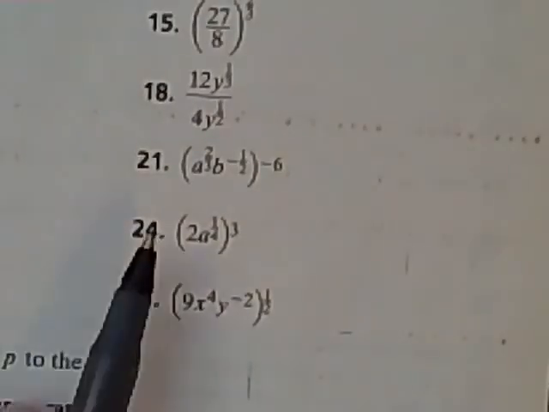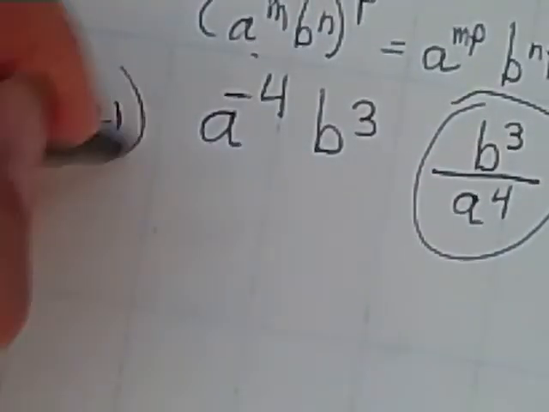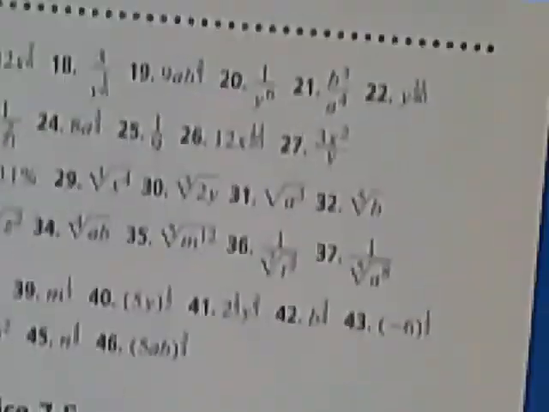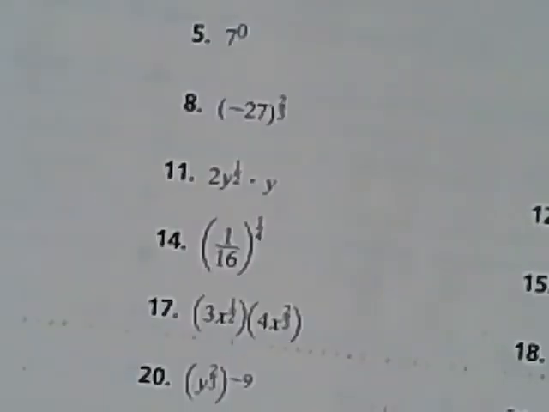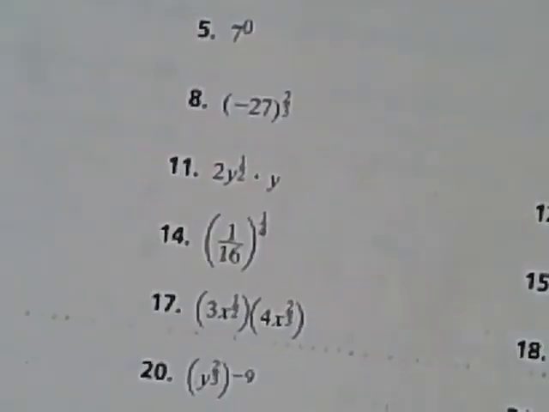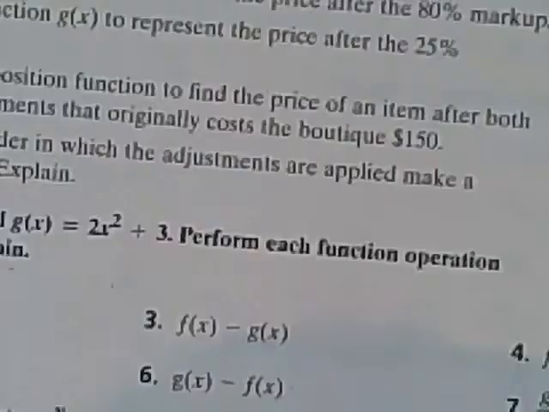This was problem number 21 on practice 7-4. Let's go verify that I didn't screw up. Problem 21, the answer is b cubed over a to the 4th power. Ta-da! I'm going to keep pushing. A lot of what you have to do on tonight's homework.